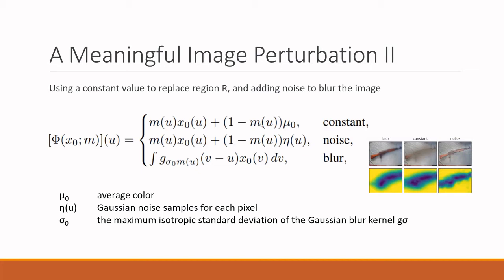If this mask equals 1, then 1 minus 1 makes this part 0, and the remaining part is the salience map, which is in the blue region. And if the mask is 0, then the first term becomes 0, and the remaining is the average color mu 0. Then the mu 0 is in the yellow part.